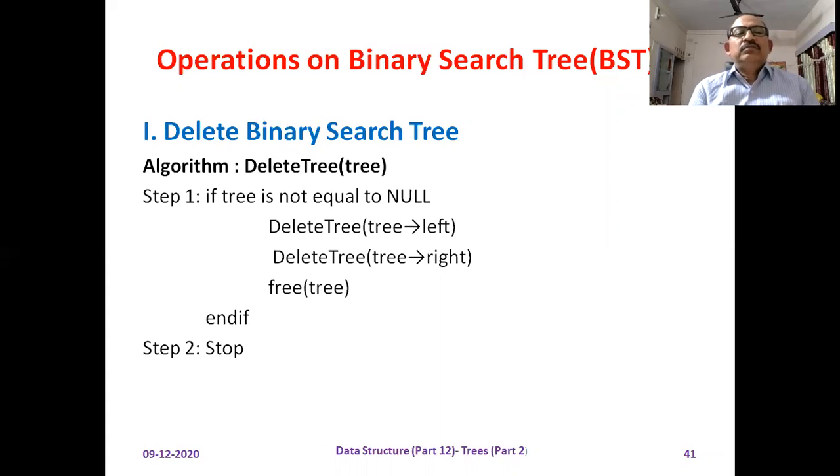Suppose we want to delete the entire binary search tree. If tree is not equal to null, what will we do? Delete tree left. Next, delete tree right, free tree, and in the next step, stop.